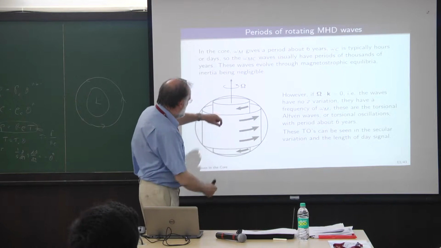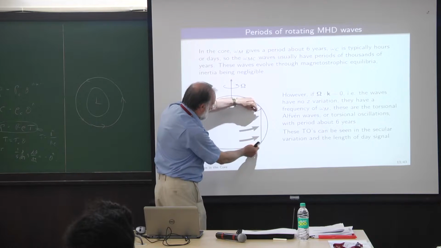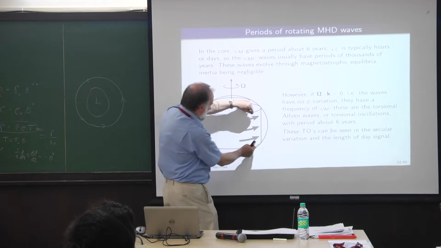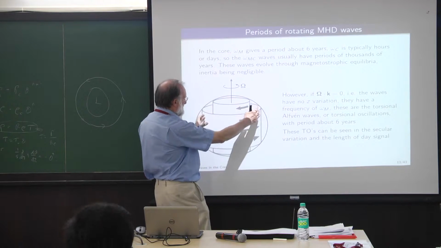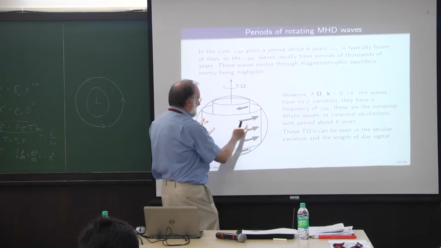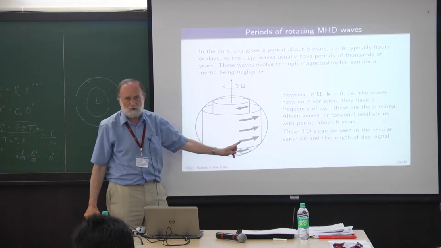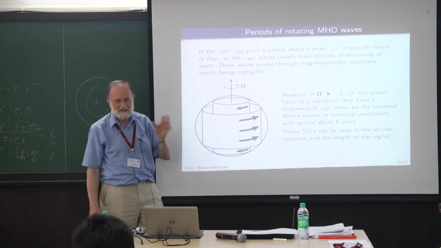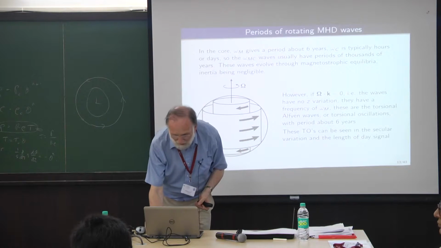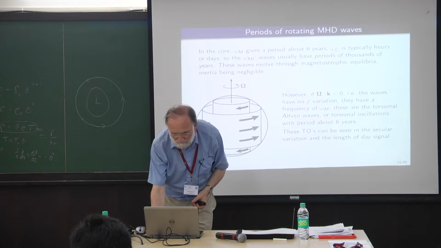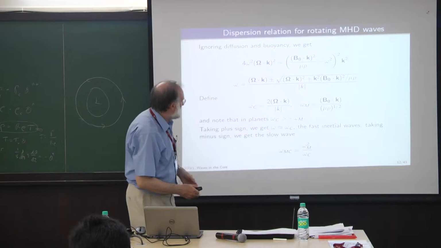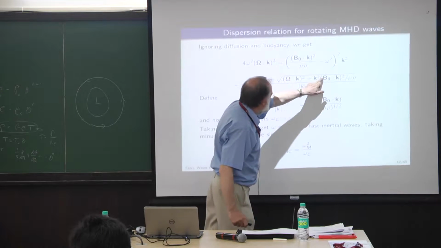And if you're going to have no vortex stretching, then all you can do, really, is just move the fluid along on these cylinders. But you can have one cylinder going like that and another cylinder going like that. And these motions have omega dot k equals naught precisely. They're exactly geostrophic. So if we look at our little dispersion relation, that tells us that these are all naught, so we just get this one.